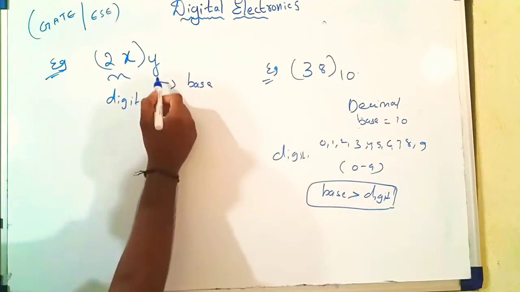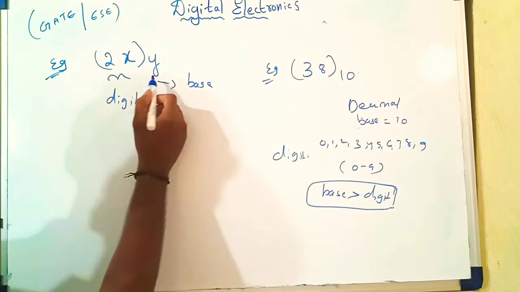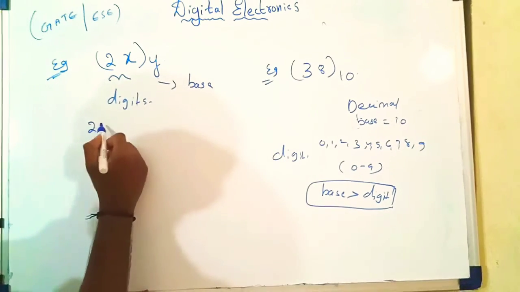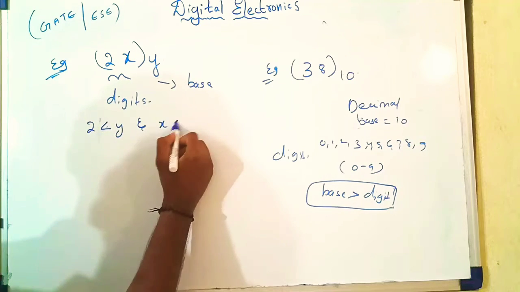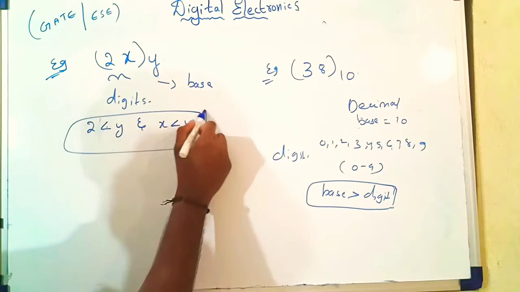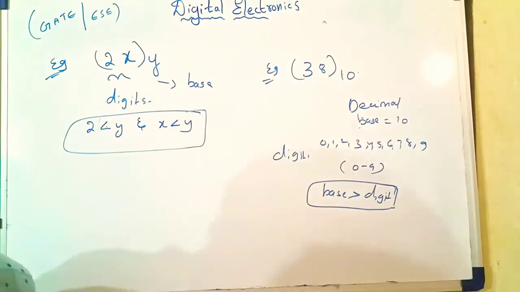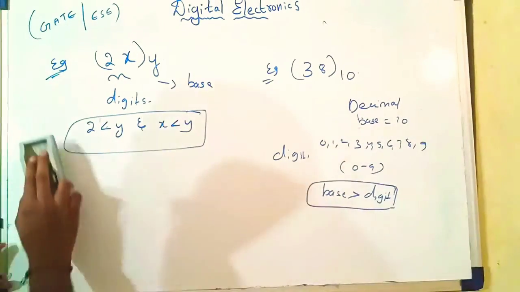So here the base is y and the digits are 2 and x. The digit 2 is less than y and x is also less than y. These two are the conditions. We will see some problems.